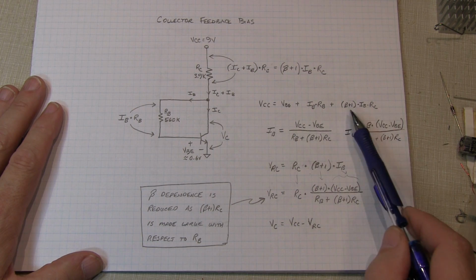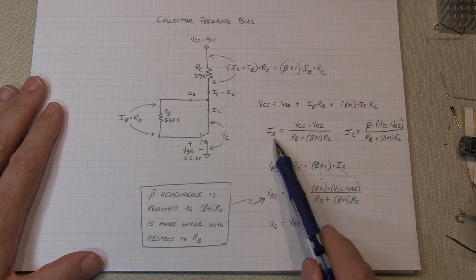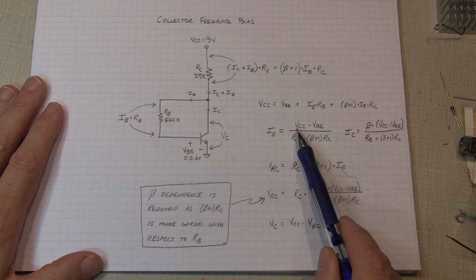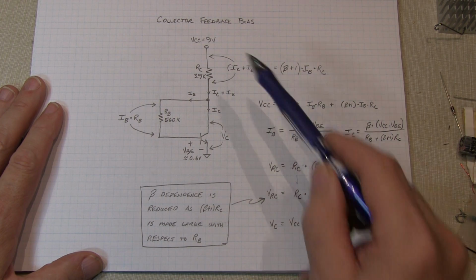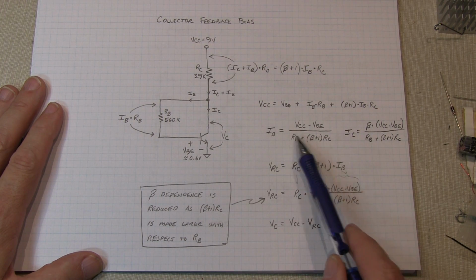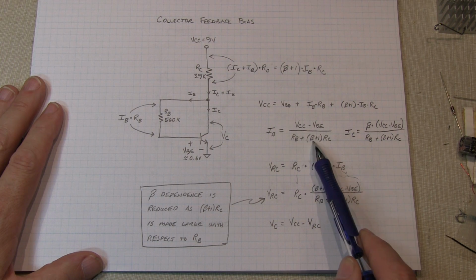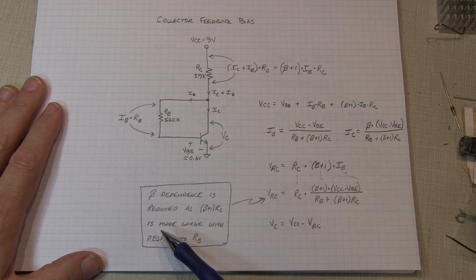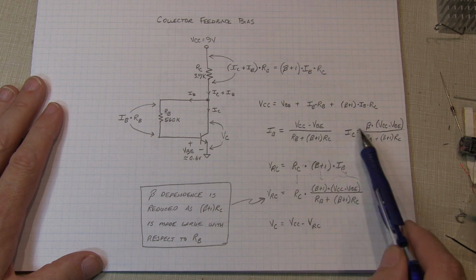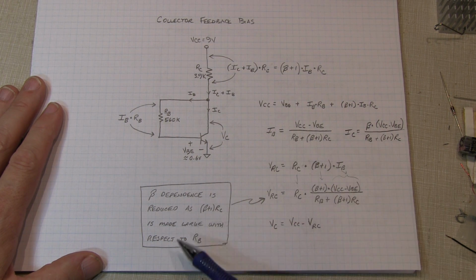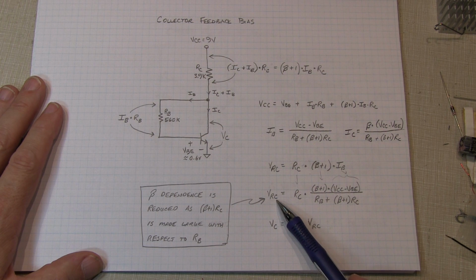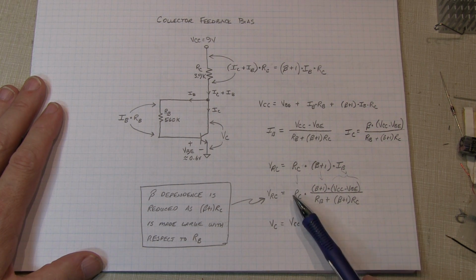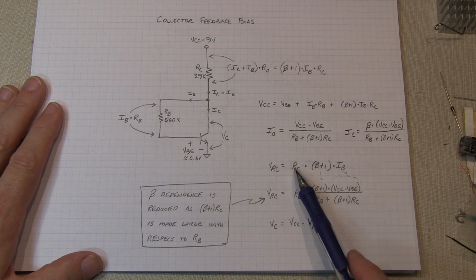Okay, and if we rearrange that, we can come up with this equation for the base current. It's simply VCC minus VBE, divided by RB plus (beta plus 1) times RC. And of course, the collector current is just beta times that value, so we put a beta up there. So if we want to look at the voltage across RC, that's essentially just RC times (beta plus 1), right?